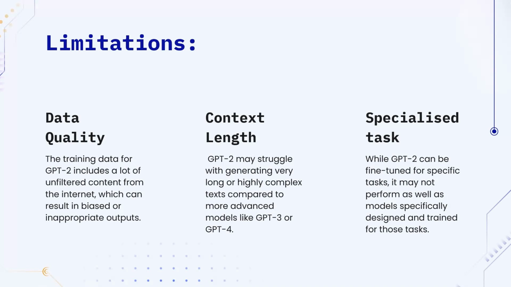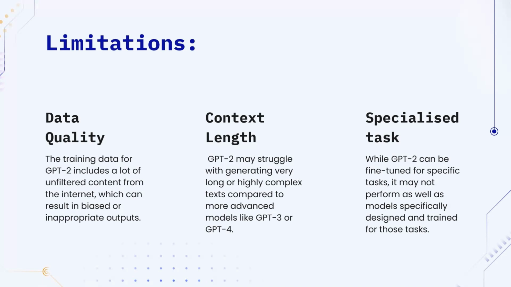Then the next limitation is the context length. GPT-2 may struggle with generating very long or highly complex text compared to more advanced models like GPT-3 or GPT-4. And that we've already seen in the demo section, where we were generating a text of 300 words length. And for that, it took 3 minutes. But let's say if we reduce the number of tokens or the words that need to be generated, then the model easily generates it within a few seconds.